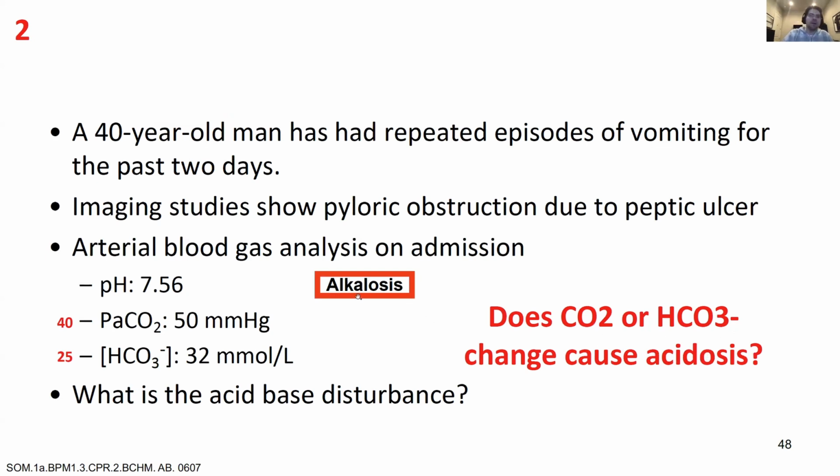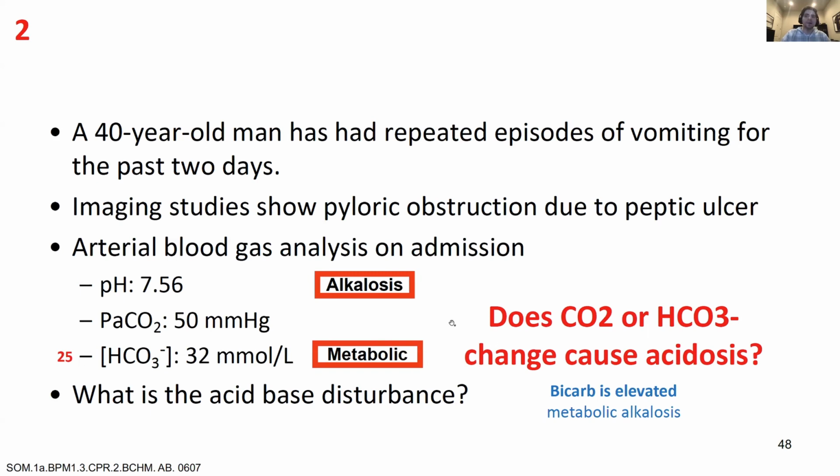What is causing the alkalosis? Is it a respiratory problem or is it a metabolic problem? Well, remember, the bicarb is elevated, and bicarb is a base, so that's causing the alkalosis. So you know that the problem is metabolic alkalosis.